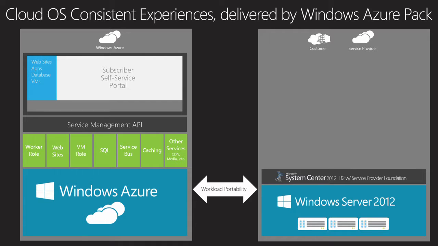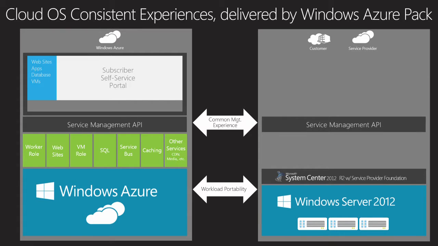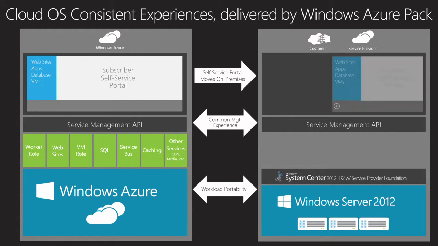If I look in the bottom right-hand corner, yes, we have workload portability between the two because fundamentally Windows Server 2012 is the common platform underneath the hood. Hyper-V 2012 is the hypervisor in both spaces. System Center 2012 with the service provider framework effectively provides the service layer that we then build the services on top of. You've got your common management experience, as I mentioned before. You've got the ability to use a self-service portal in the same way as you would for Azure.